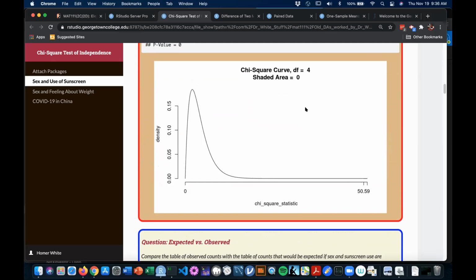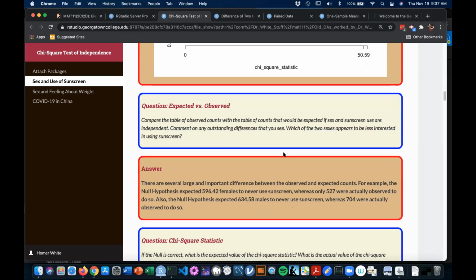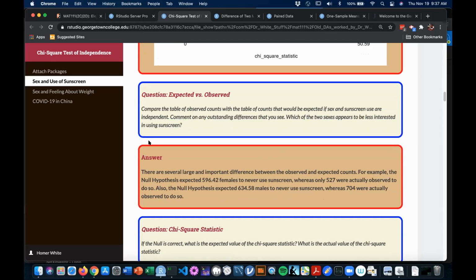So the area underneath that curve passed 50.59, and that area is pretty small. So for the first question, the main complaint I had is that people were not very specific in their answers.